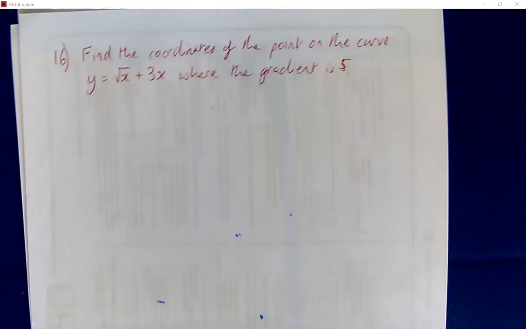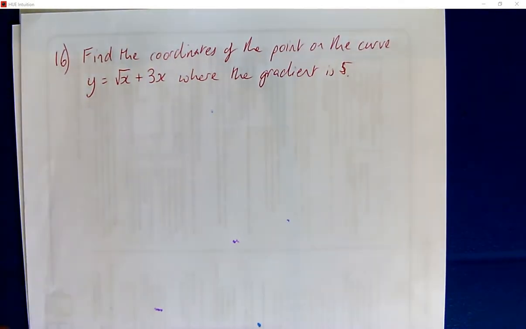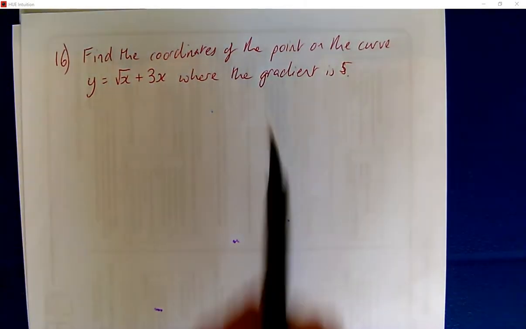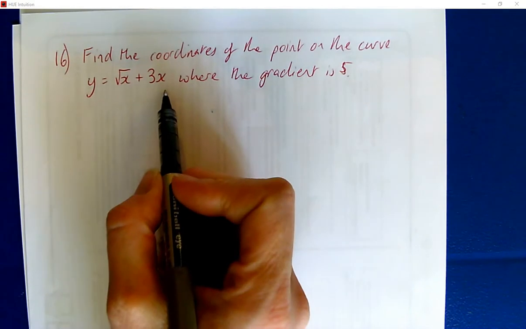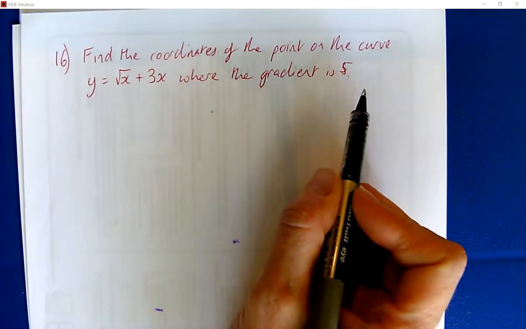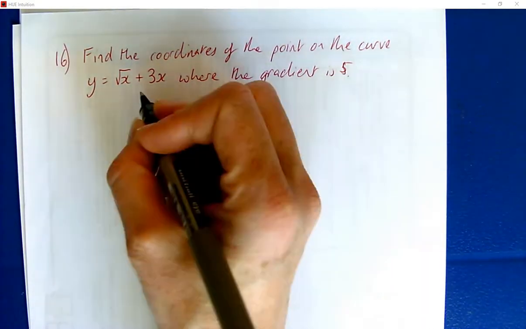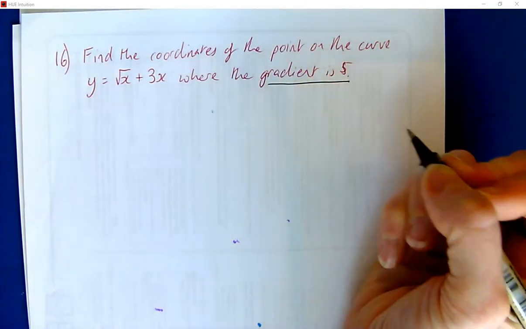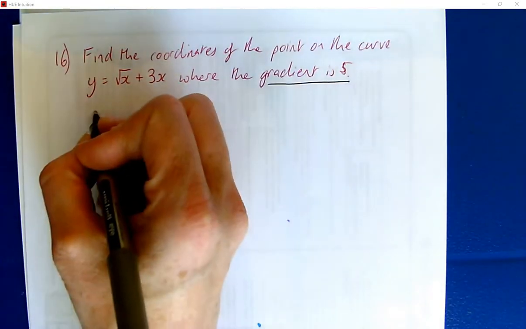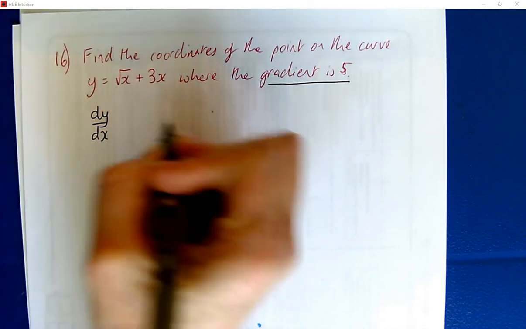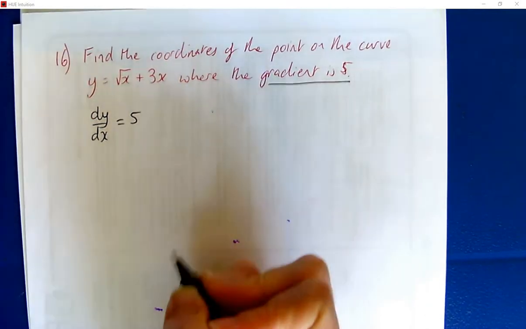Okay, let's have a look at number 16. Find the coordinates of the point on the curve where the gradient is 5. So we want to know where the gradient is 5. We know the gradient is dy by dx, and that has to equal 5.